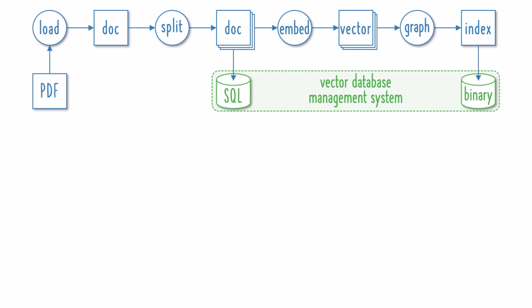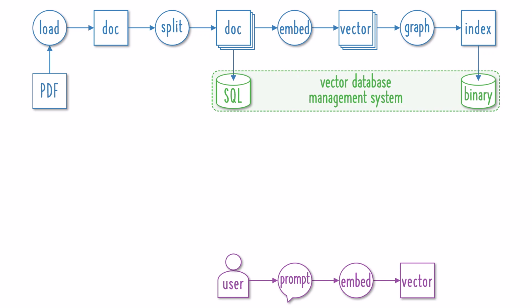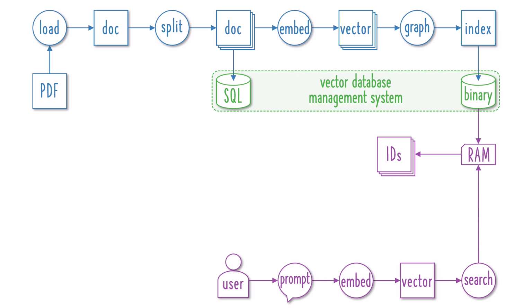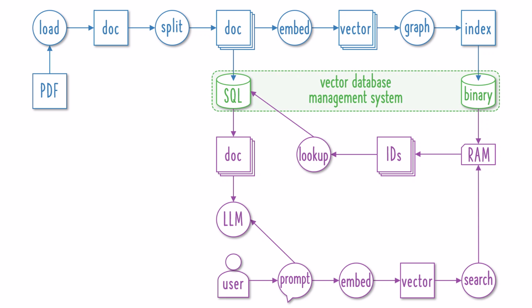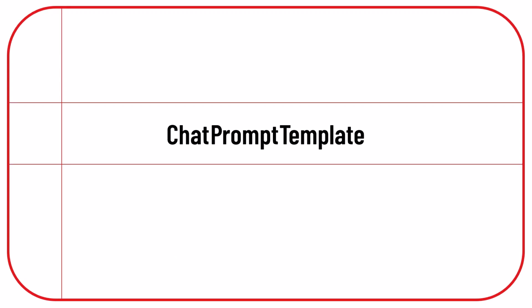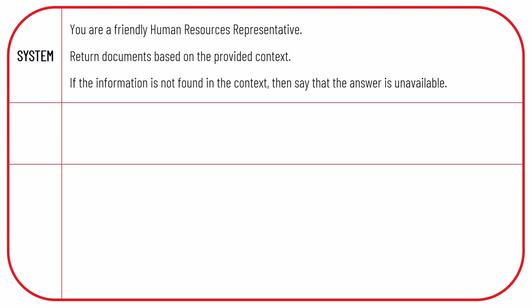When a user enters a prompt, the same embedding model converts it into a vector. A search algorithm traverses the graph to find the most similar vectors and returns their IDs, which are used to fetch the corresponding policy rules that are sent as context for the user's prompt, and a context-based response is returned to the user. LangChain's chat prompt template was used to send all the required data to our chatbot. I predefined a system prompt to instruct the LLM to act like a friendly HR rep and to only provide answers retrieved from our vector database.